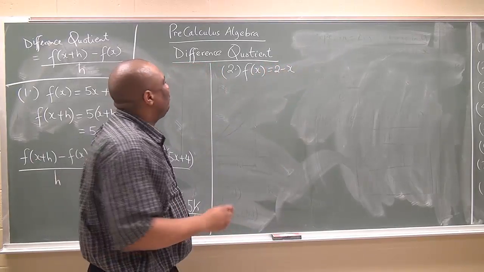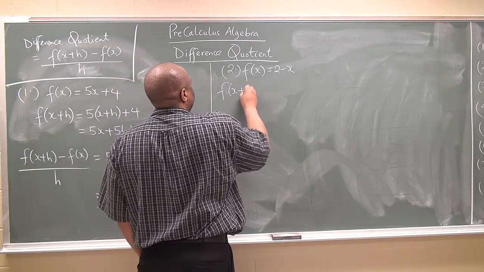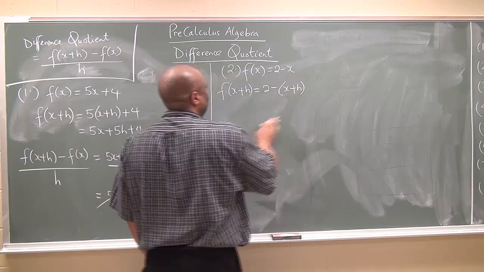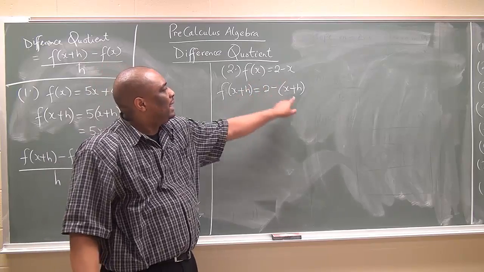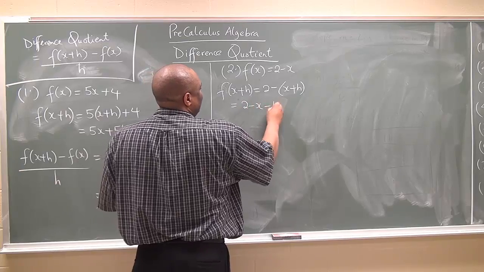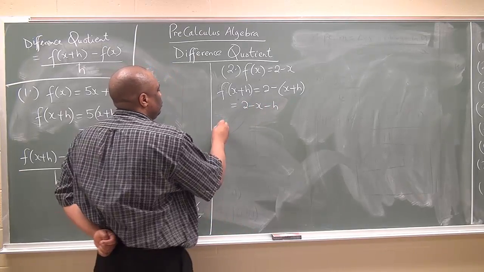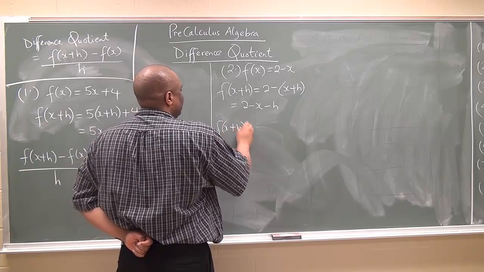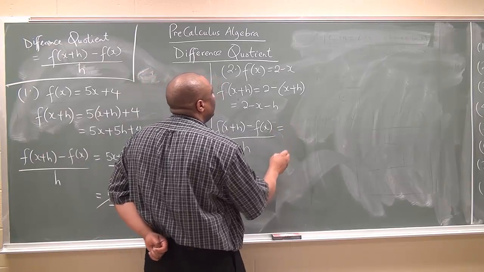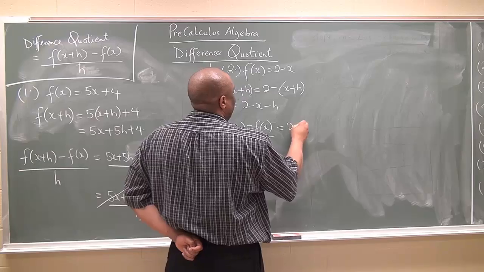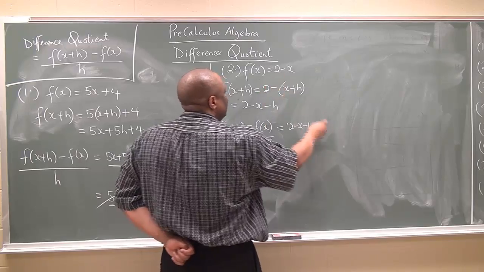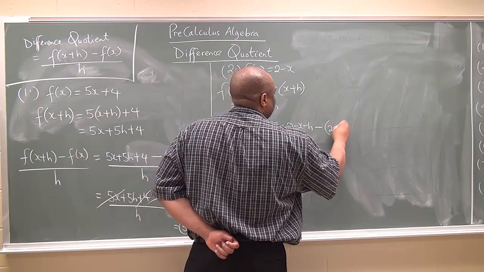So we go ahead and we find f of x plus h, and that will give us 2 minus x plus h, because wherever we see x, we put x plus h. So this will give us 2 minus x minus h. So the difference quotient will be f of x plus h minus f of x, all divided by h, will be 2 minus x minus h minus f of x is, you put the parentheses, 2 minus x.